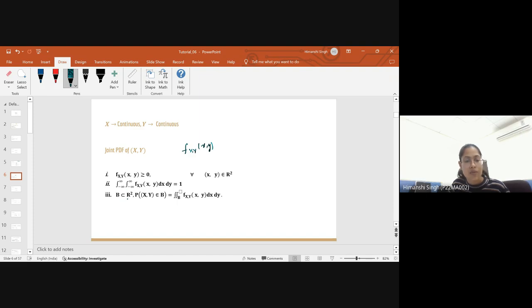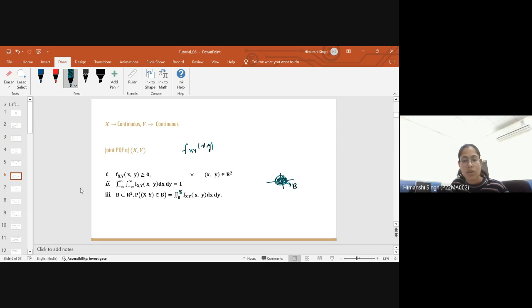Also, if I consider a subset B of R square, and I want to find the probability for this region, then I will integrate the joint density over that region B. So the probability that (x,y) belongs to this region will be equal to the double integral of the joint density, where we integrate over the region B. So this is basically the joint PDF, where we are considering both random variables to be continuous.